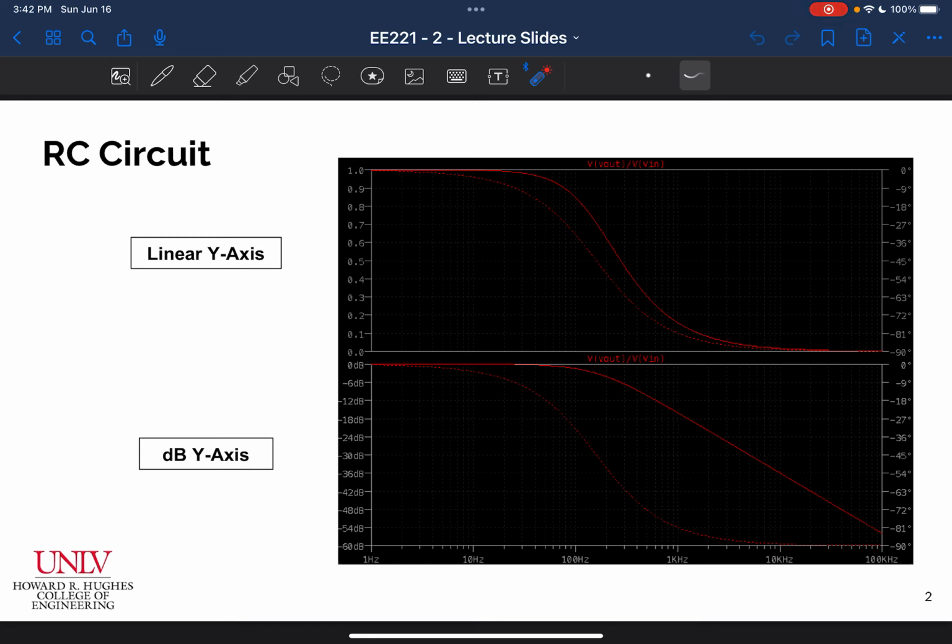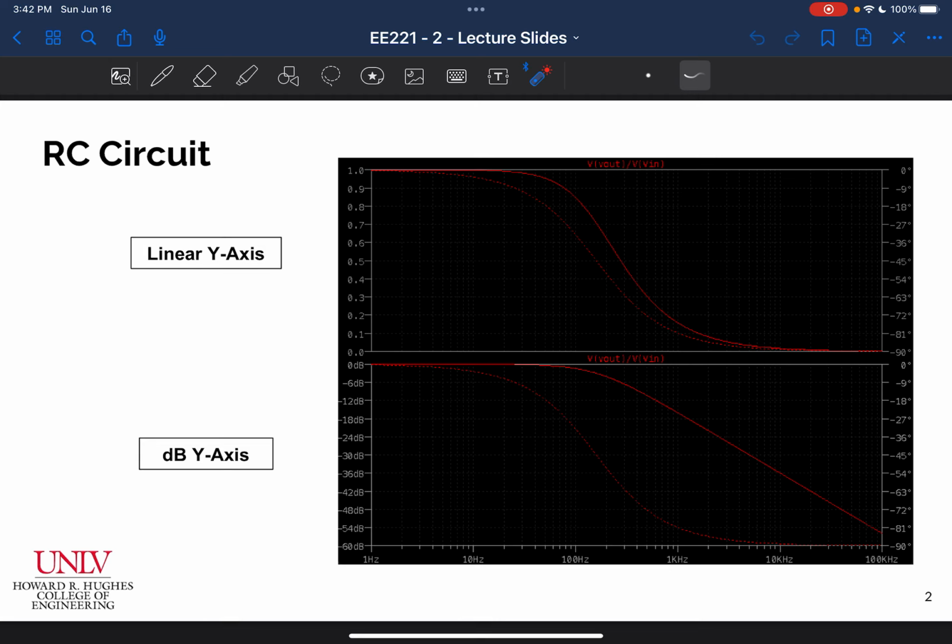So you see now that the ratio of V out to V in is 1 at low frequencies, just like we saw before. The ratio of V out to V in is 0 at high frequencies, just like we saw before. And similarly, the cutoff frequency, or the 0.707, which is going to happen right around here, is still right at around 159 hertz, right?